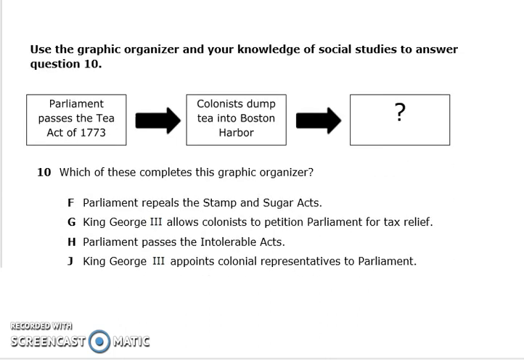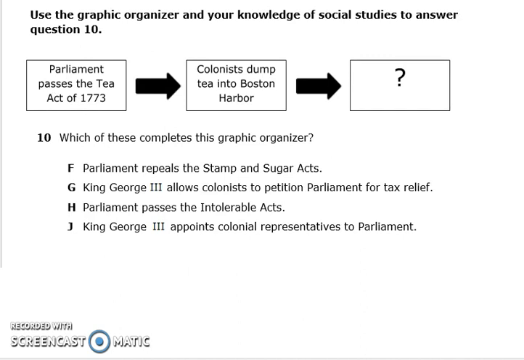Use the graphic organizer and your knowledge of social studies to answer question 10. Which of these completes this graphic organizer? F. Parliament repeals the Stamp and Sugar Acts. G. King George III allows colonists to petition Parliament for tax relief. H. Parliament passes the Intolerable Acts. J. King George III appoints colonial representatives to Parliament.